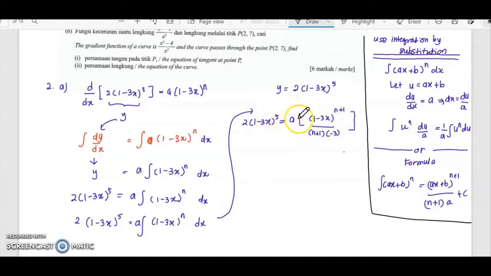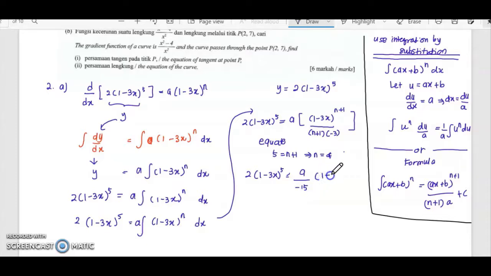So sampai kat sini, we can see that power ialah 5. So, kita equatekan dia. Jadi, 5 equal to n plus 1. So, n is equal to 4. Okay, so kita dah dapat the value of n kat sini. Okay. Jadi, (1 minus 3x) power of 5. So, a over dengan ni 5. 5 kali dengan negatif 3. So, kita dapat negative 15.